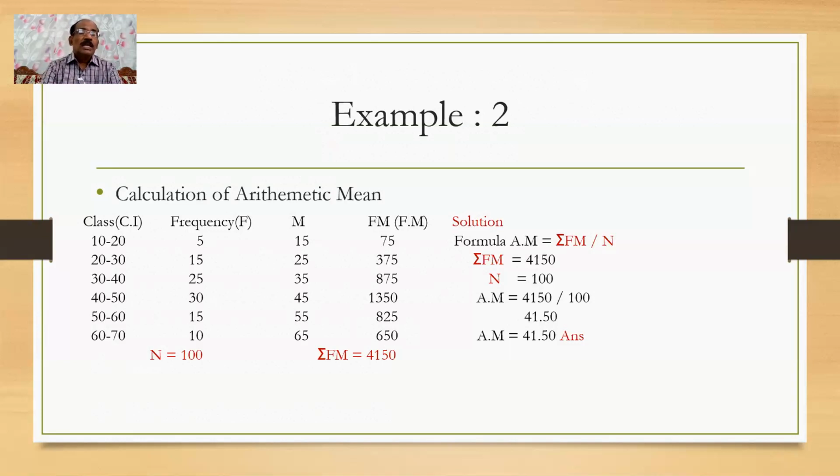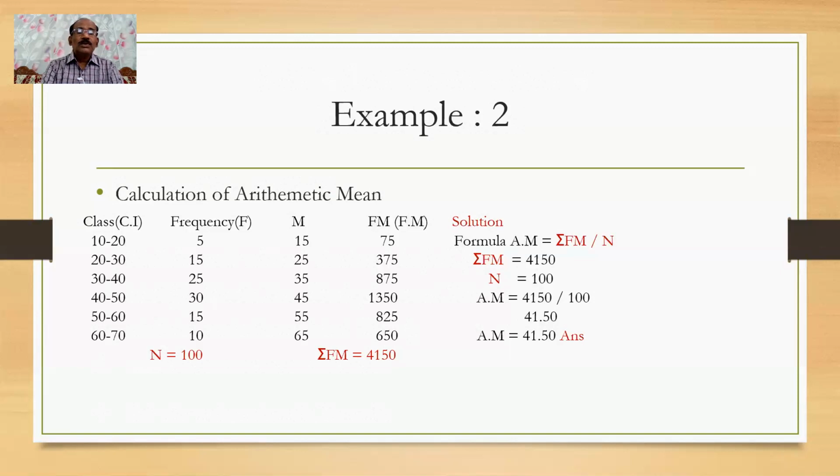For first, class and frequency. The classes are 10 to 20, 20 to 30, 30 to 40, 40 to 50, 50 to 60, and 60 to 70. These are the class intervals. Frequencies are 5, 15, 25, 30, 15, 10. That means here class intervals and frequency values are given. You have to calculate the arithmetic mean.